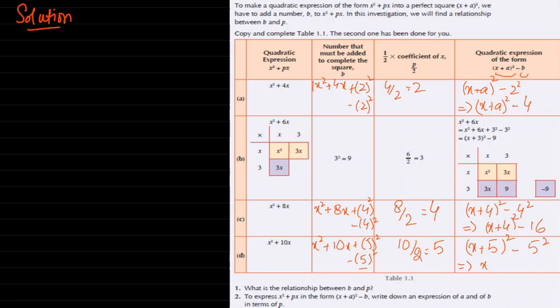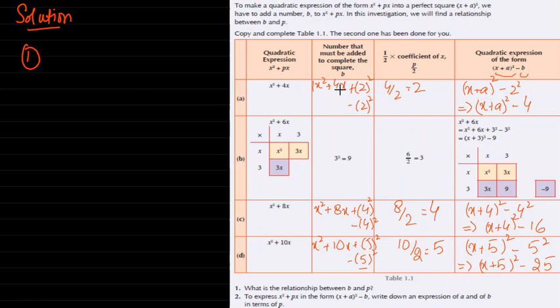So the final equation will be 25, right? Okay, now what's part 1 saying? Moving further on part 1, it's saying what is the relationship between b and p. So here you have seen b and p.